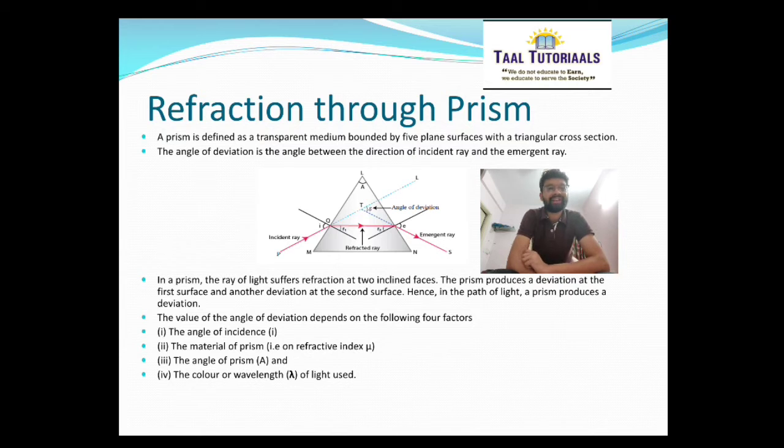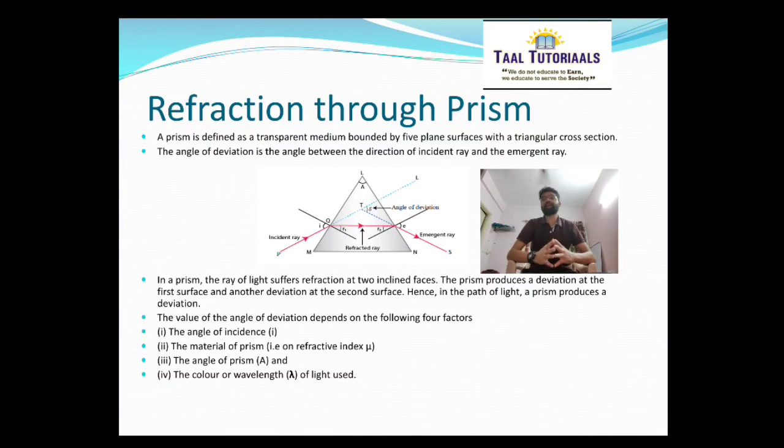A prism is defined as a transparent medium bounded by 5 plane surfaces with a triangular cross section. Two opposite surfaces of the prism are identical parallel triangles, while the other three surfaces are rectangular and inclined to each other. So in a prism, the ray of light suffers refraction at two inclined faces. The prism produces a deviation at the first surface and another deviation at the second surface. Hence, in the path of light, the prism produces a deviation.